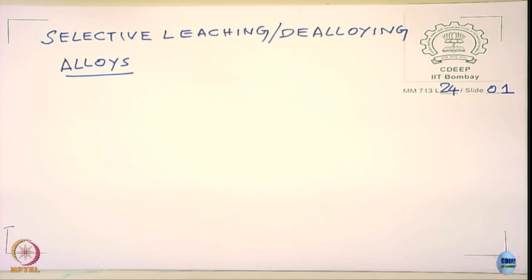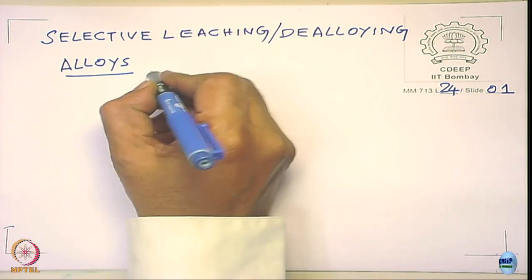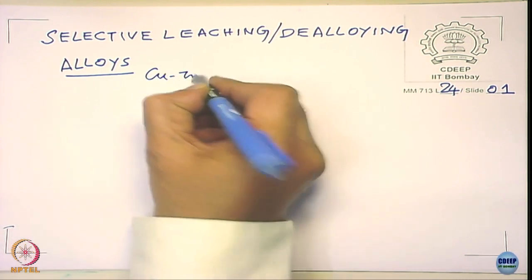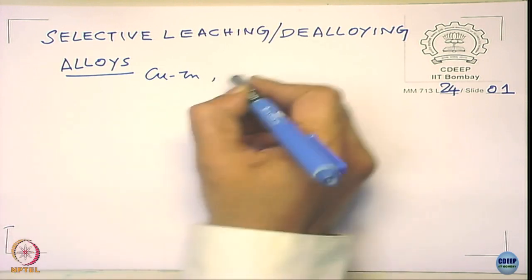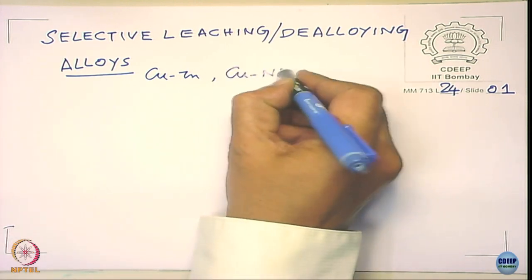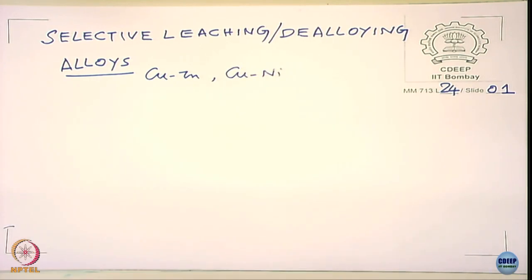Some examples, if you want me to give, I can say copper zinc, copper nickel, they are well known examples. Now, the question is, why do you really need an alloy? Why not use a pure metal? Strength is a consideration, right? So, strength is a consideration why you go for alloys. I want to give an example in relation to copper zinc and copper nickel.